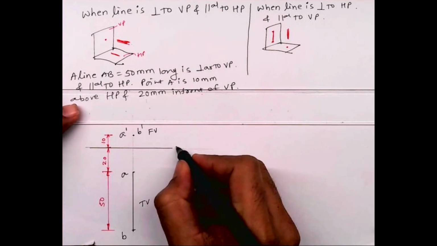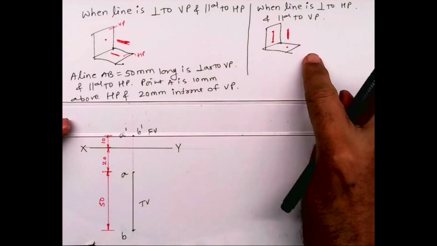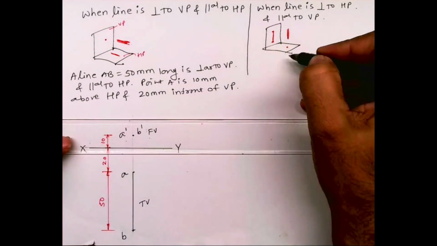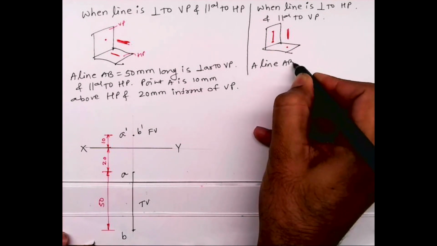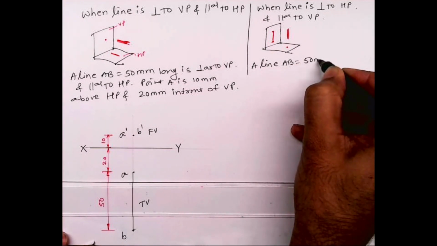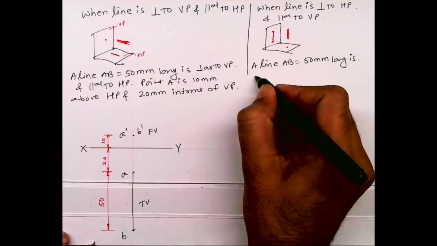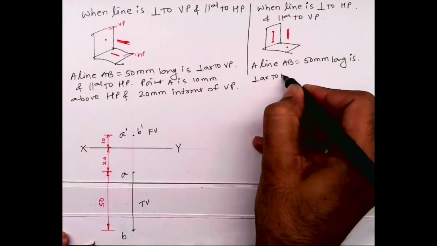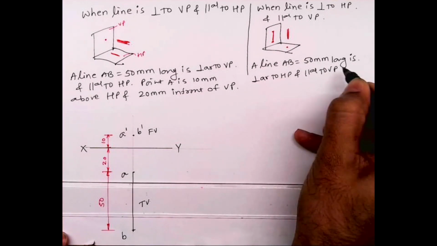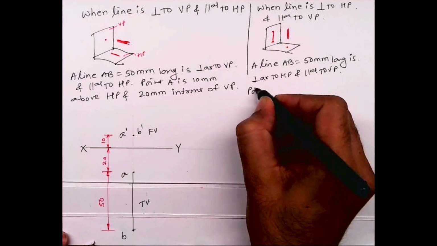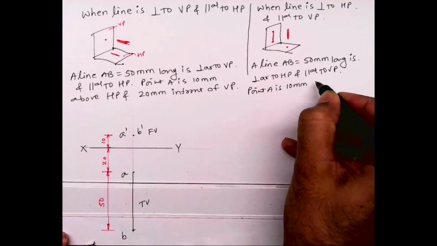And this is XY. Now we'll see another case where the line is perpendicular to HP and parallel to VP. So again, I'm writing the same question. A line AB, 50 mm long. Now in this case, it is perpendicular to HP and parallel to VP. Now in this, I'm keeping point A 10 mm above HP and 20 mm in front of VP.